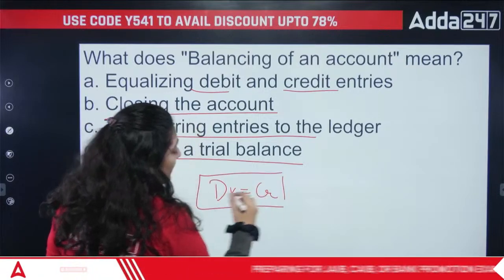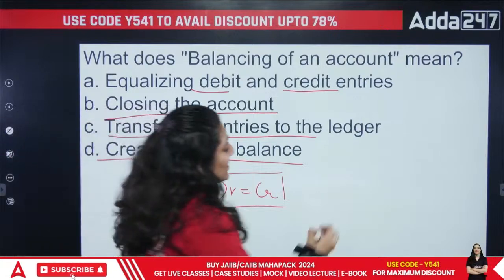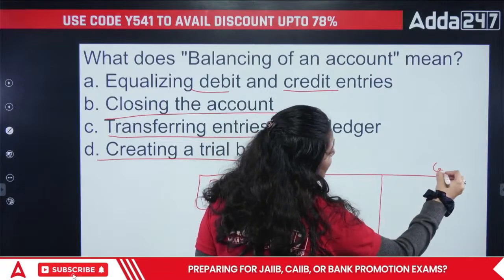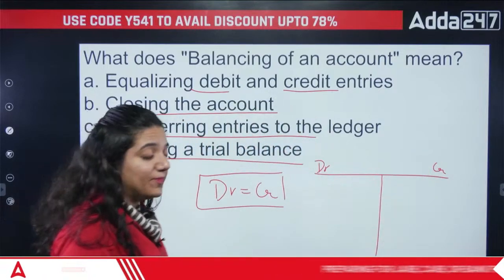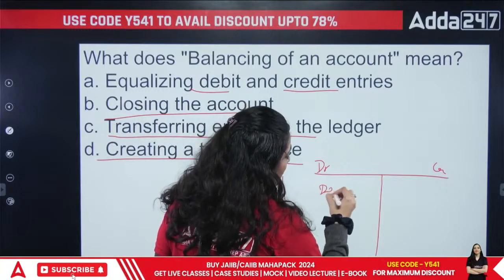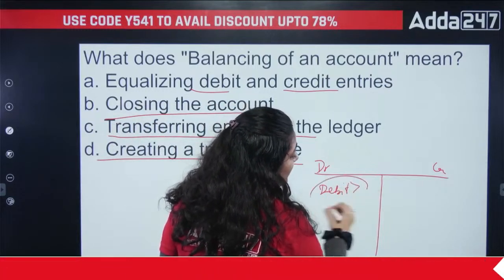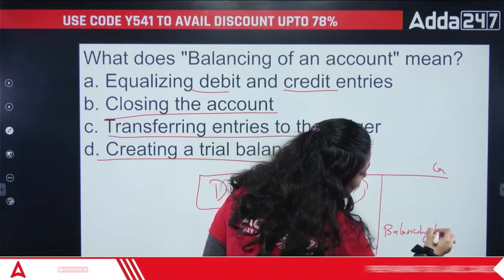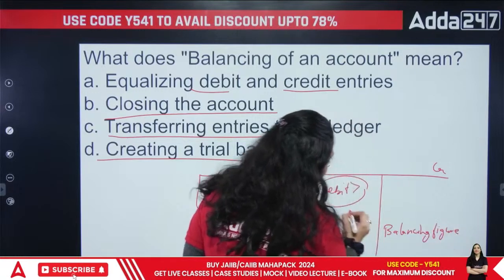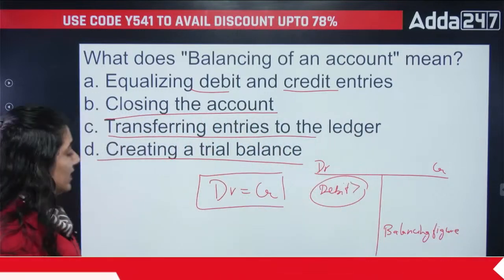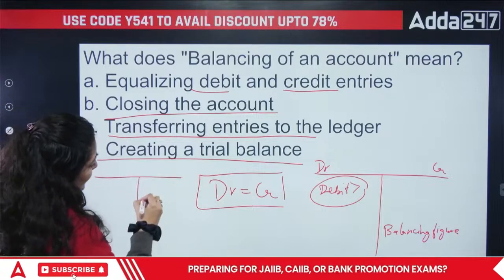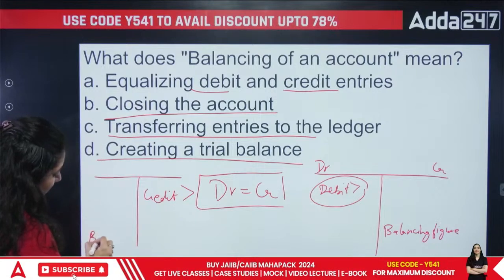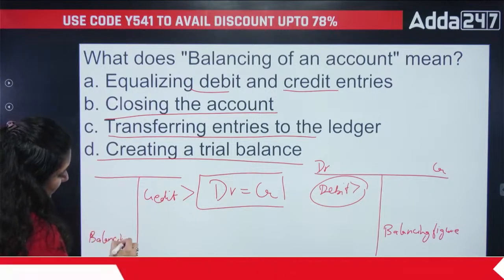And if we want the debit to be equal to credit, what are we going to do? This is the particular tabular form. This side should be the debit side. This side should be the credit side. If your debit side is more, then a balancing figure would be added on the credit side. Vice versa, if your credit side is more, then a balancing figure would be there on the debit side.